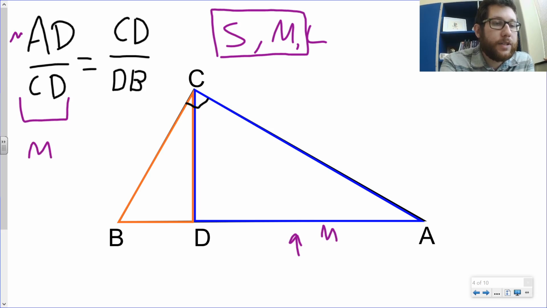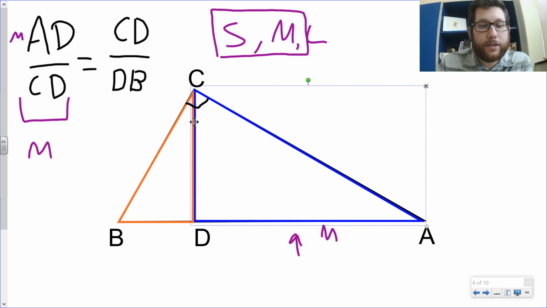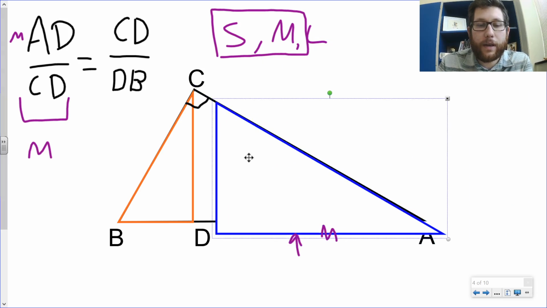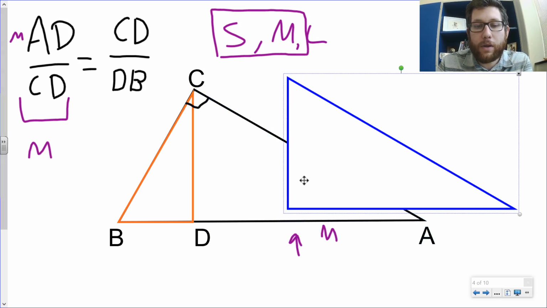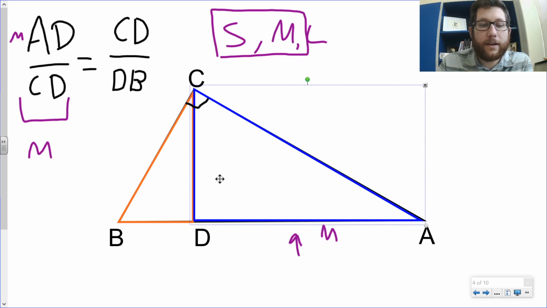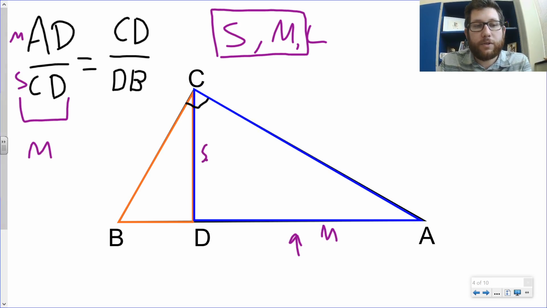And I've got the medium side of the medium triangle over, what do I have going on here on CD? Well, CD, again, we're thinking about this triangle right here. CD is the smallest side of that triangle. So this is the medium side over the small side. Okay, so that's my medium triangle. Now, we know similar triangles need to match up, smallest with smallest, medium with medium, and so on. So let's take a look at our small triangle.